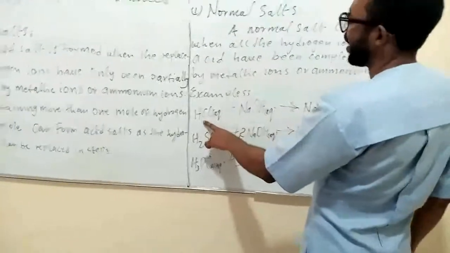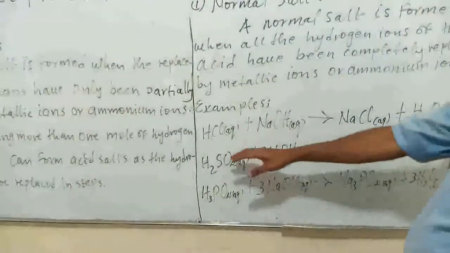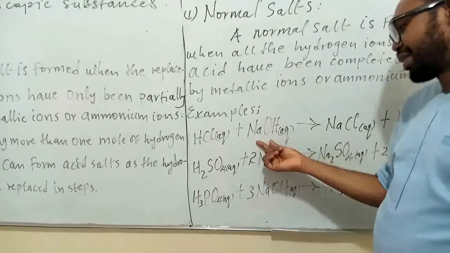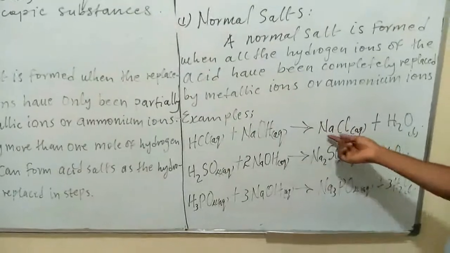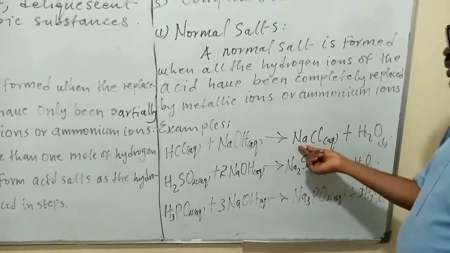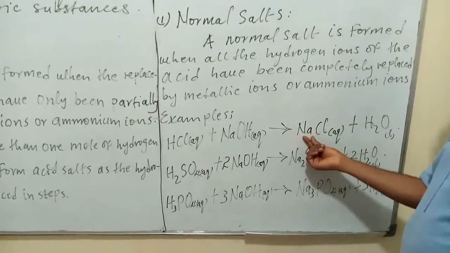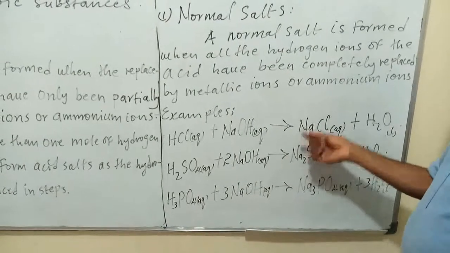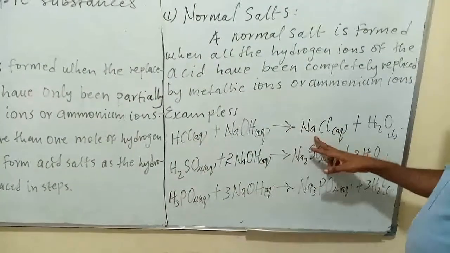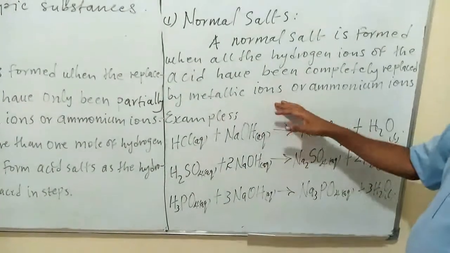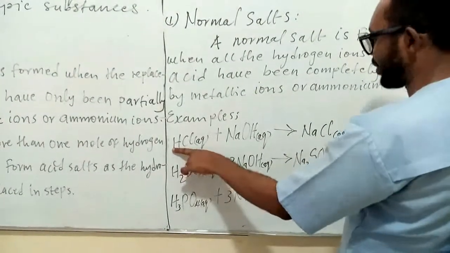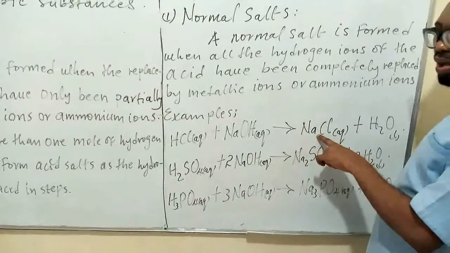If you have hydrogen chloride gas, that is an acid, hydrochloric acid, it reacts with a base, sodium hydroxide. It forms sodium chloride and water. Now, this salt is a normal salt because the hydrogen ions of the acid have been completely replaced by metallic ions. I will call this a normal salt.